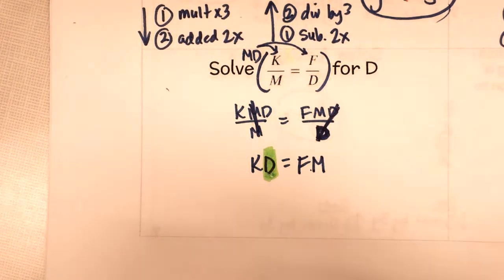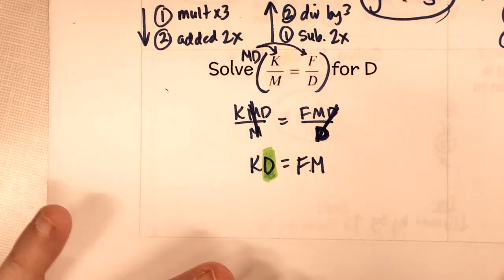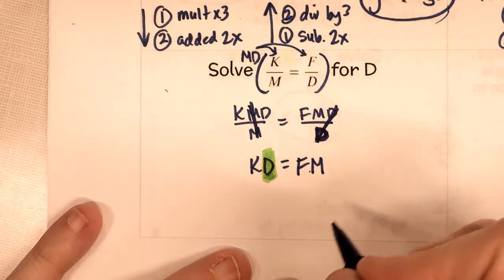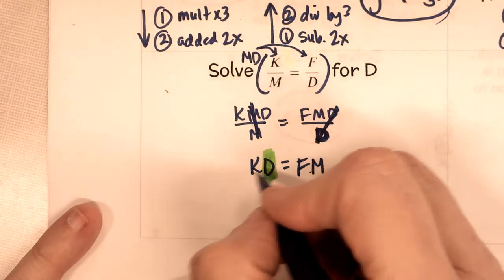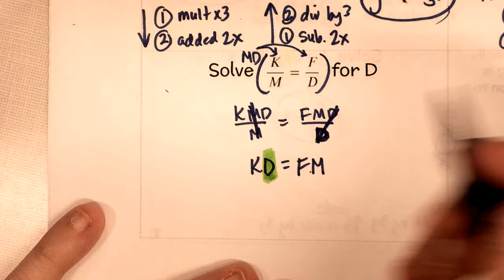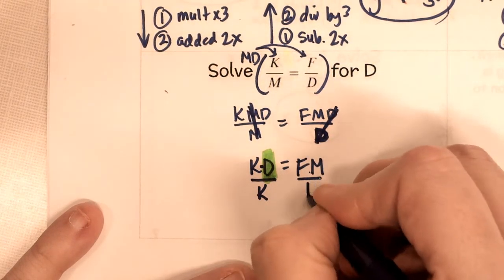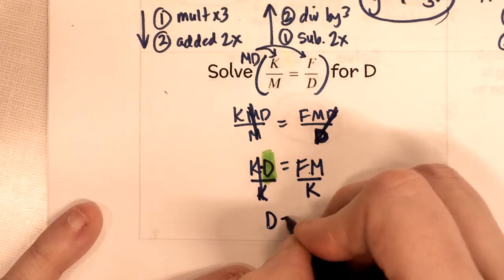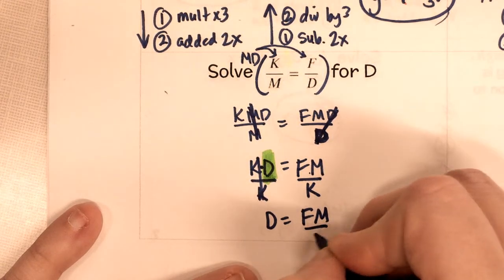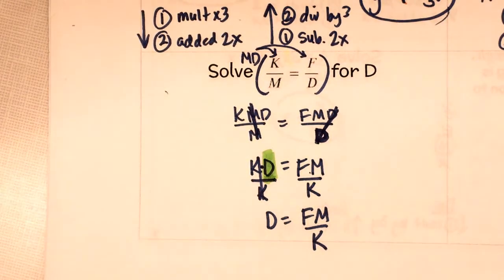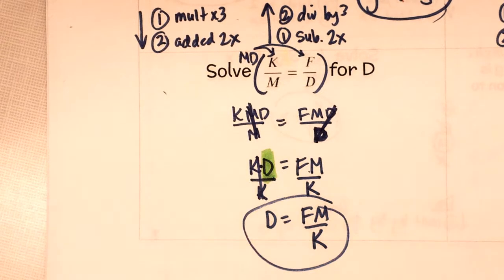You were on the right track. So what's happening with the K and the D? What are we doing? We're multiplying, right? So how do I undo that? I divide, and I have D equals FM over K. Is D by itself? Yeah. Great, then you circle it and you're done.